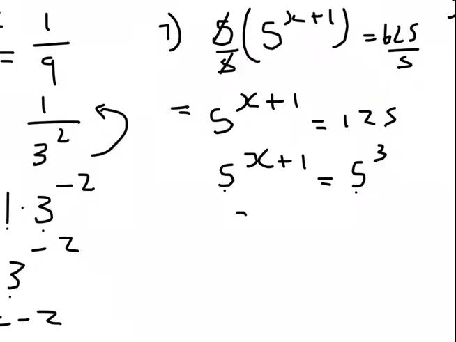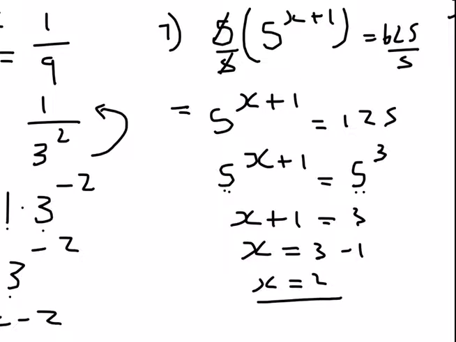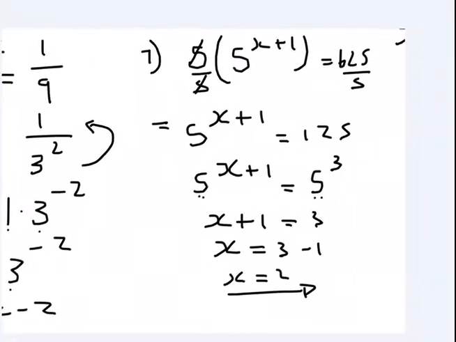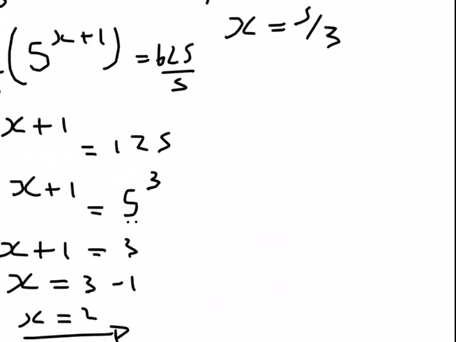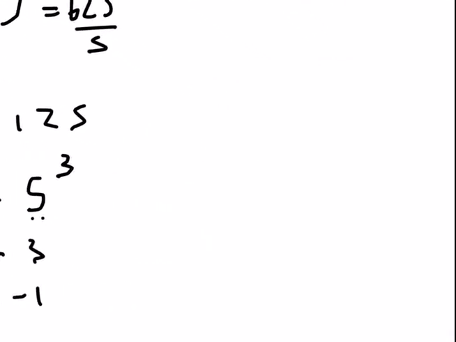And then you have x plus 1 being equated to 3, because the bases are the same, they fall away. So you have your x now being equal to 3 minus 1, and then your x will therefore be equal to 2, and that is the end of it. Hope I've done it correctly. So let's now look at example number 8.